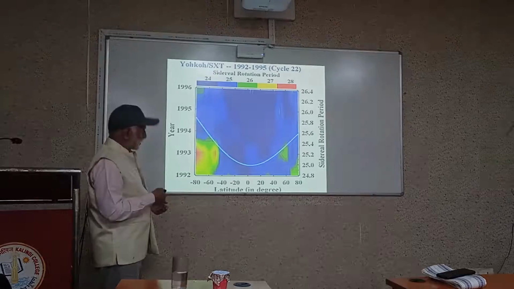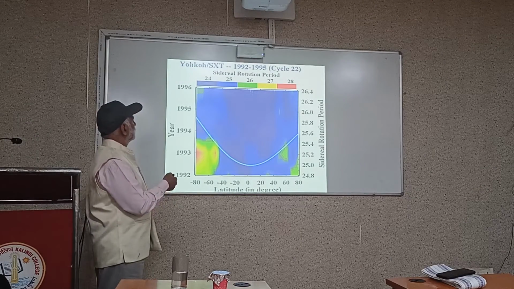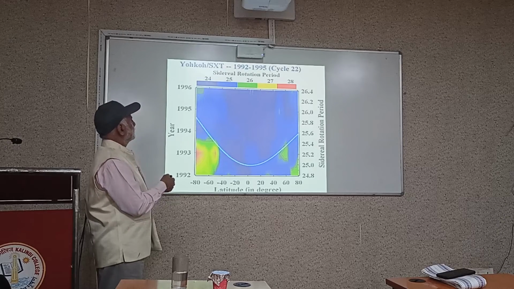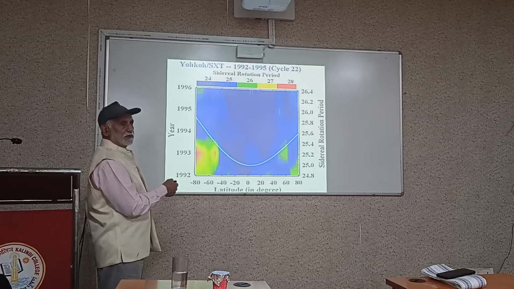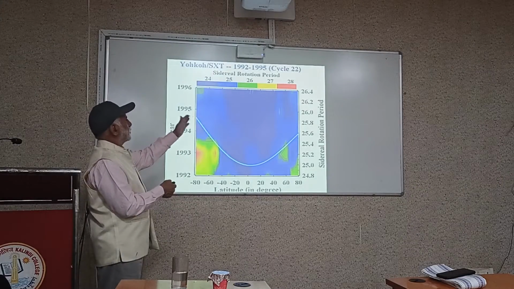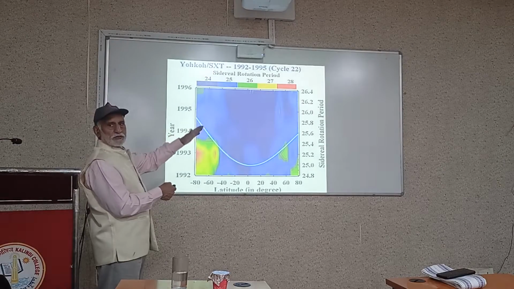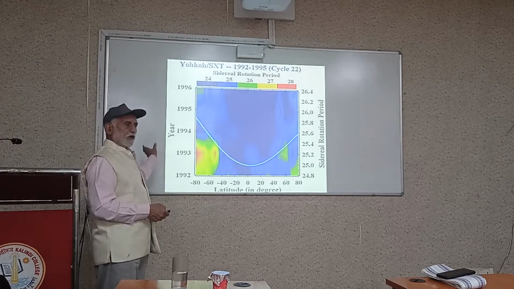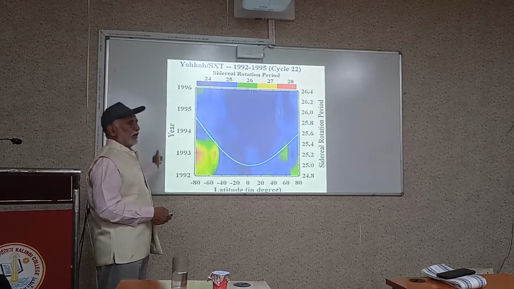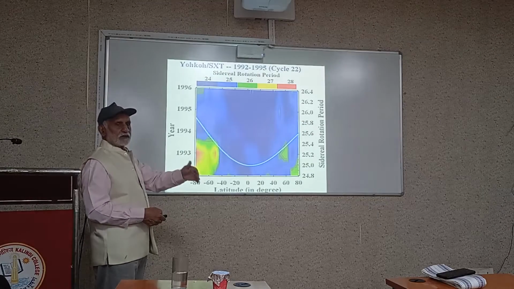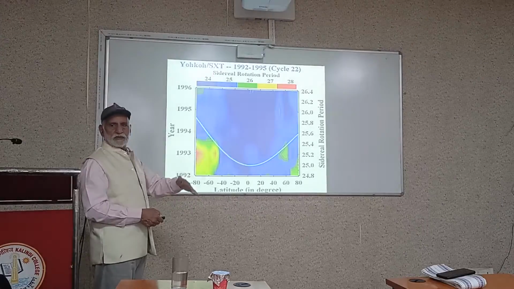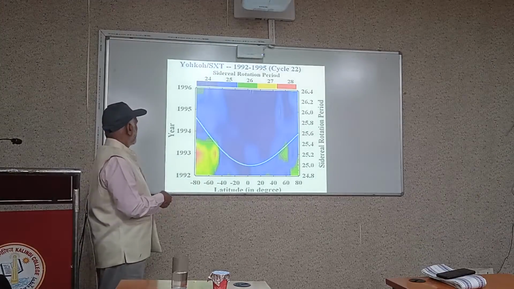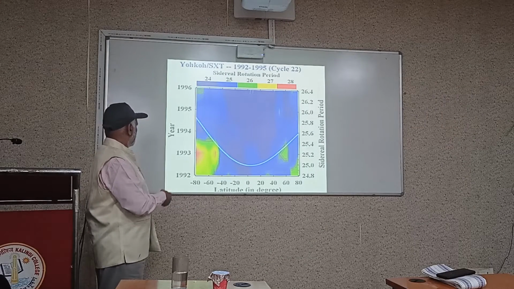Here is an example shown for the measurements by the Yohkoh X-ray satellite during 1992 to 1995, which is one part of solar cycle 22. The cycles also are numbered nowadays. We started with 0 in the beginning, and then every 11 years the cycle changes. Presently cycle 25 is going on, and then 26 will be. So here is the year.